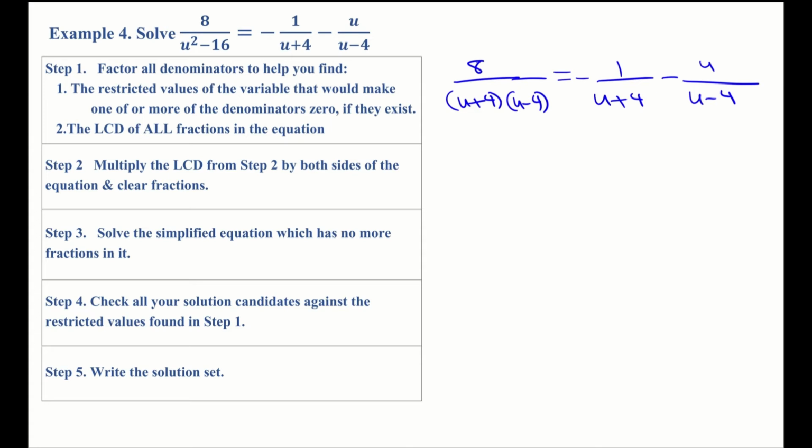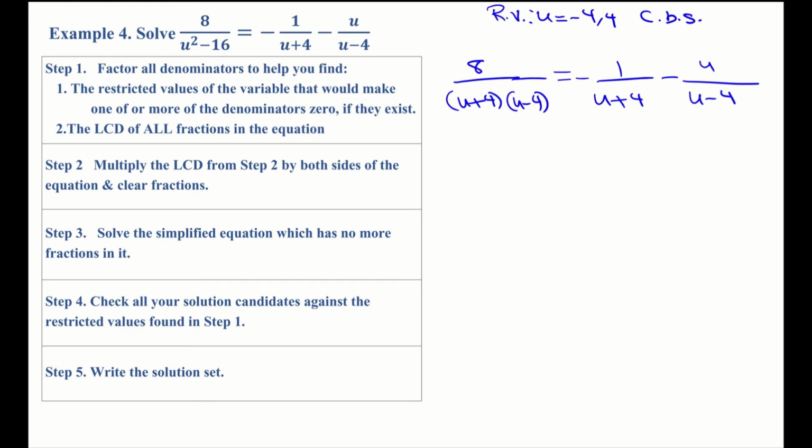Now, the restricted values. Notice that there are only two values of u that would make any of these three denominators 0, namely u equals -4, that would make this factor 0, and u equals 4, that makes this factor 0, and that factor 0. So we can see that those are the values of u that we need to stay away from as far as solutions are concerned. So u equals -4 and 4 can't be solutions.